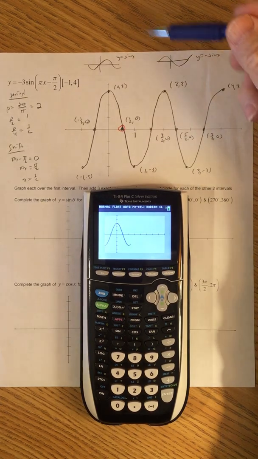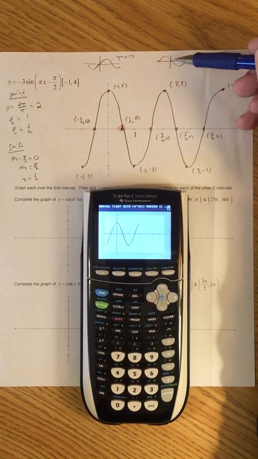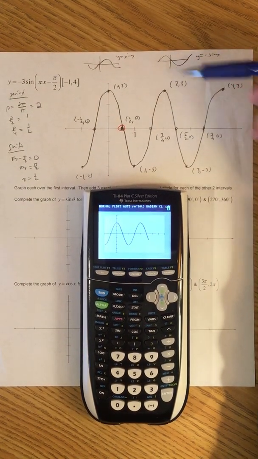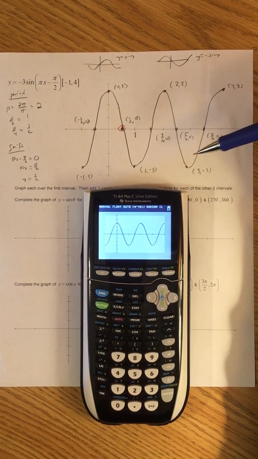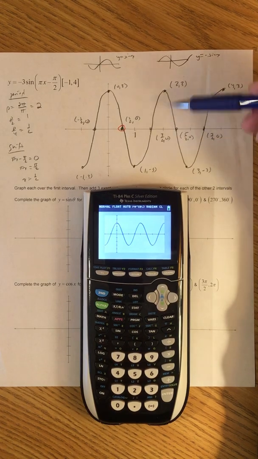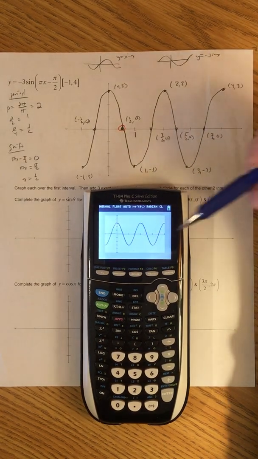Okay, and again, seeing how this is a negative, what that's going to do is take that sine graph and reflect it. So if you plot it incorrectly, you're going to have to erase it and do it again and check by grapher.